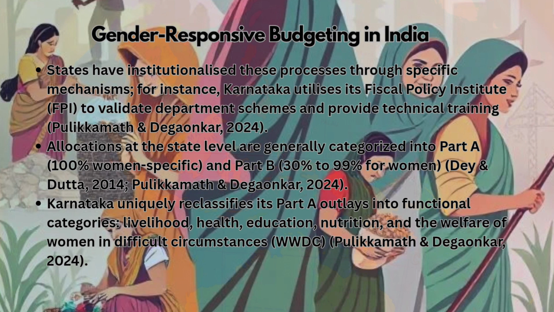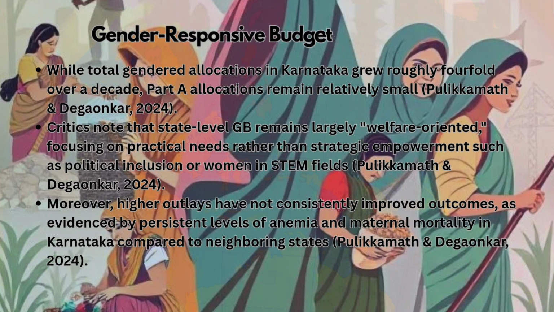Allocations at the state level are generally categorized into Part A, 100% women-specific, and Part B, at least 30% to 99% for women. Karnataka uniquely reclassifies its Part A outlays into functional categories such as livelihood, health, education, nutrition, and the welfare of women in difficult circumstances. While total gender allocations in Karnataka grew roughly fourfold over a decade, Part A allocations remain relatively small. Critics note that state-level gender budgeting remains largely welfare-oriented, focusing on practical needs rather than strategic empowerment such as political inclusion of women in STEM fields.